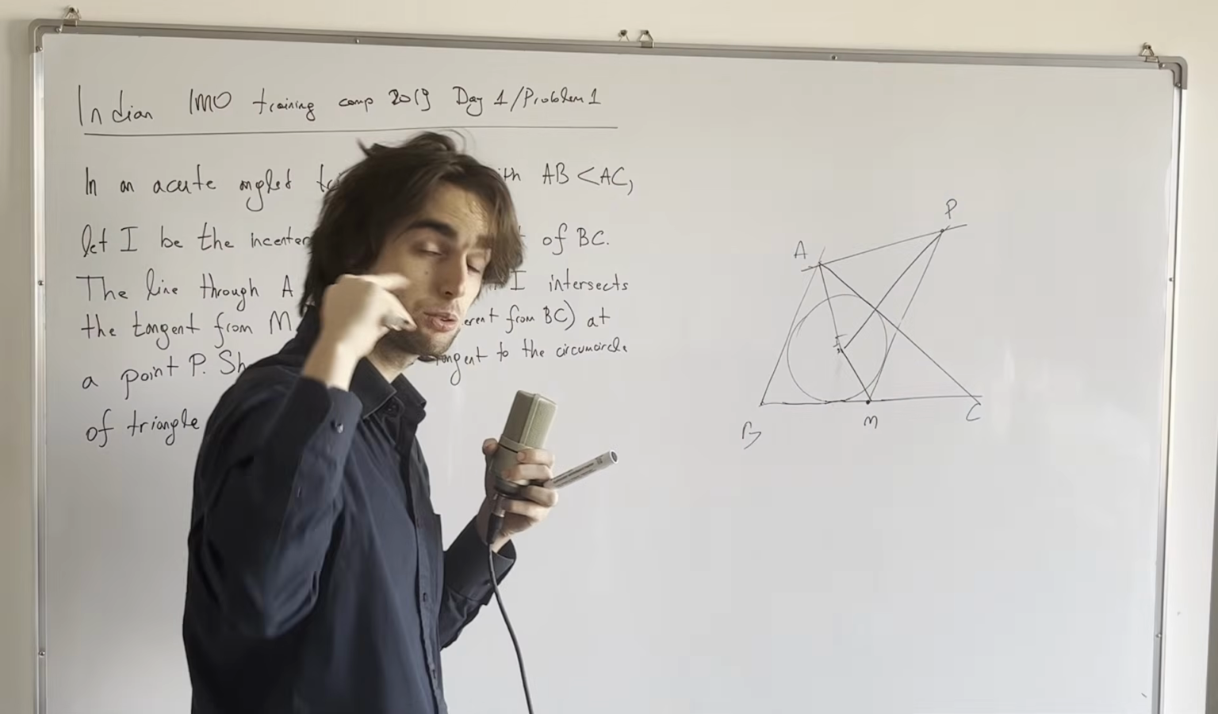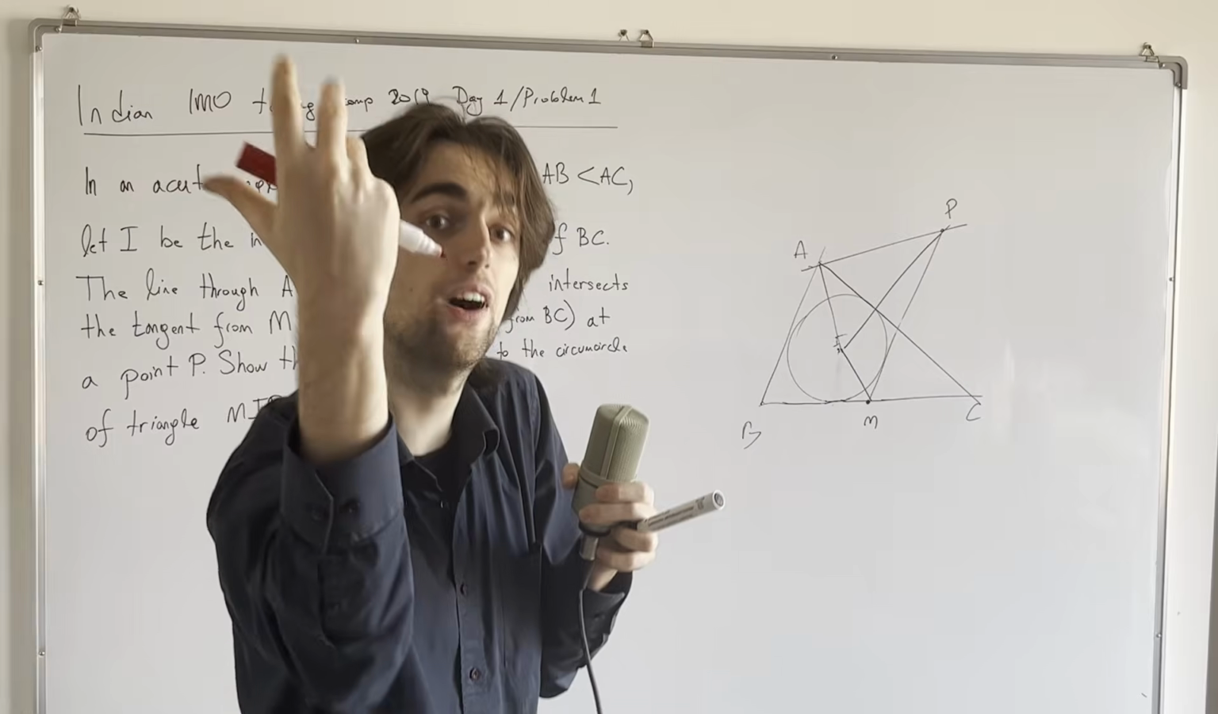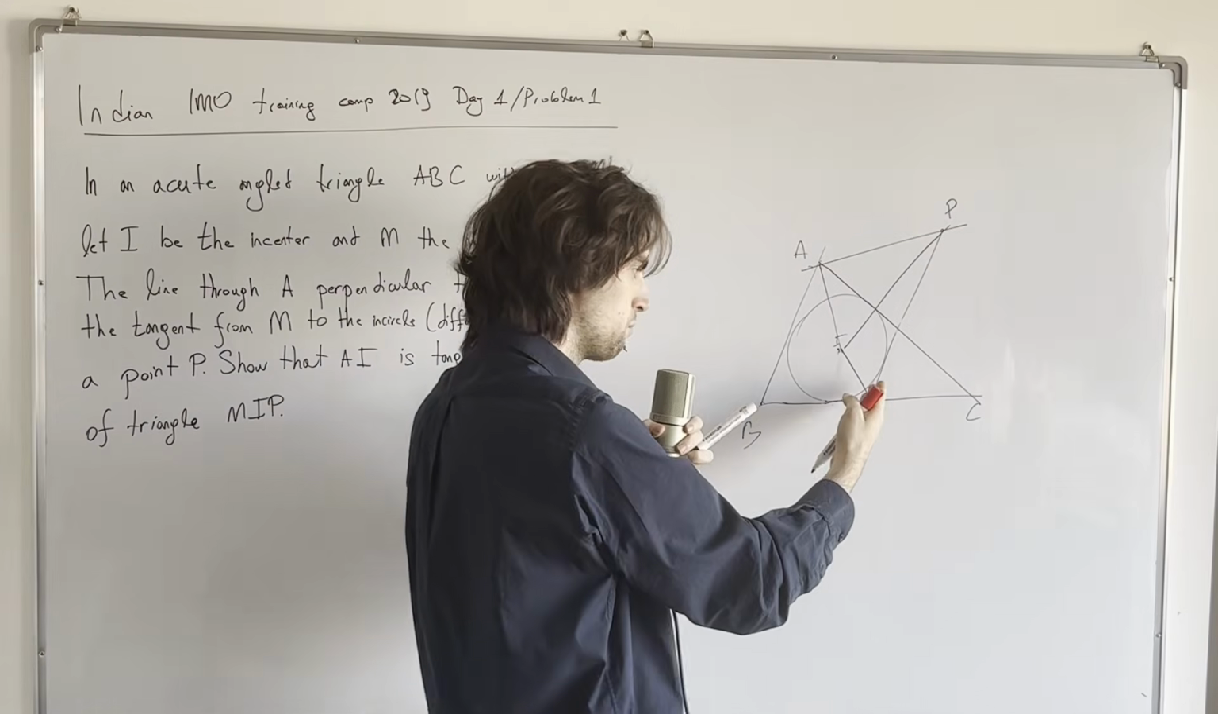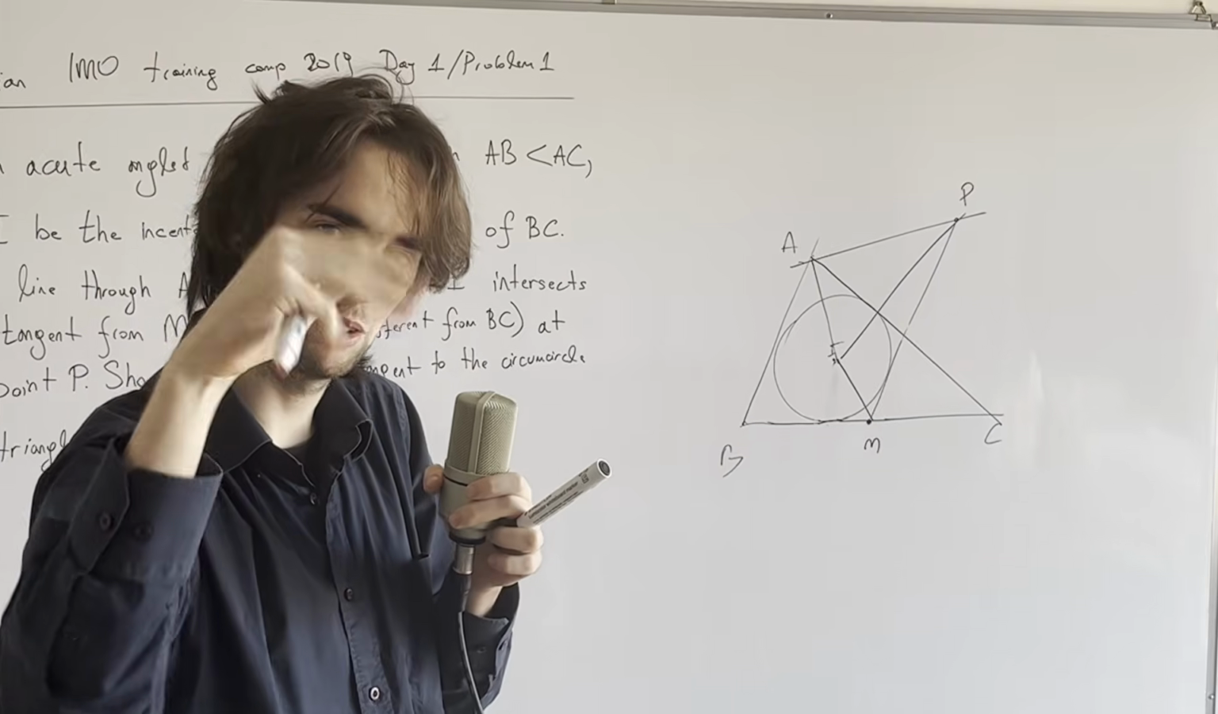And I invite you to pause for 5-10 minutes and ask yourself, how do you even get to P? What defines it really? What is this tangent, the other tangent from M to the incircle? What would you do? Pause for 5-10 minutes now.